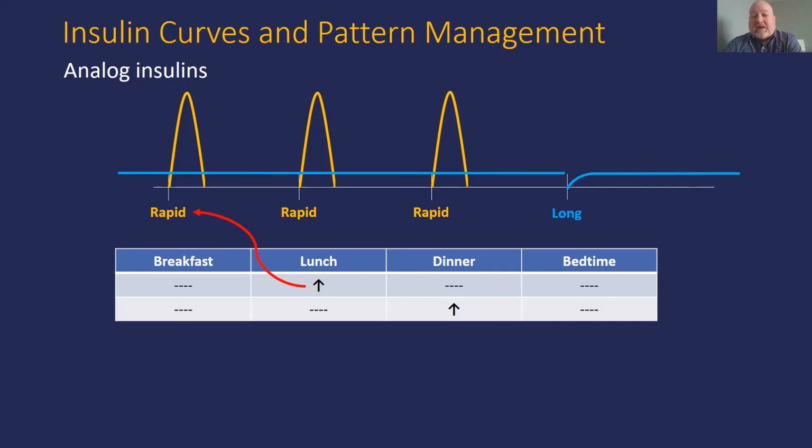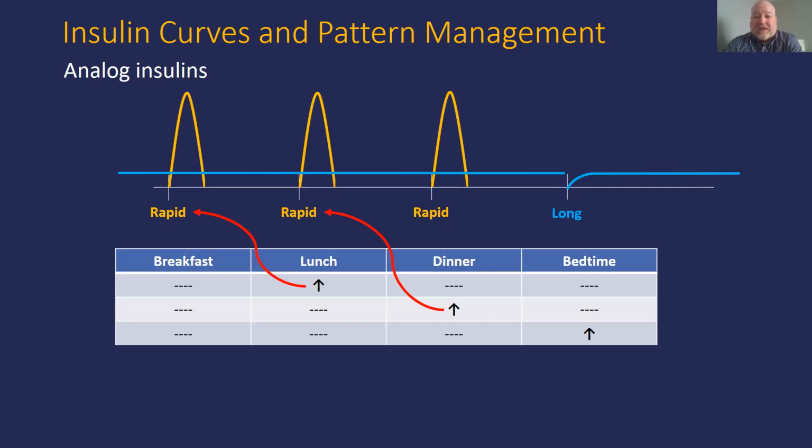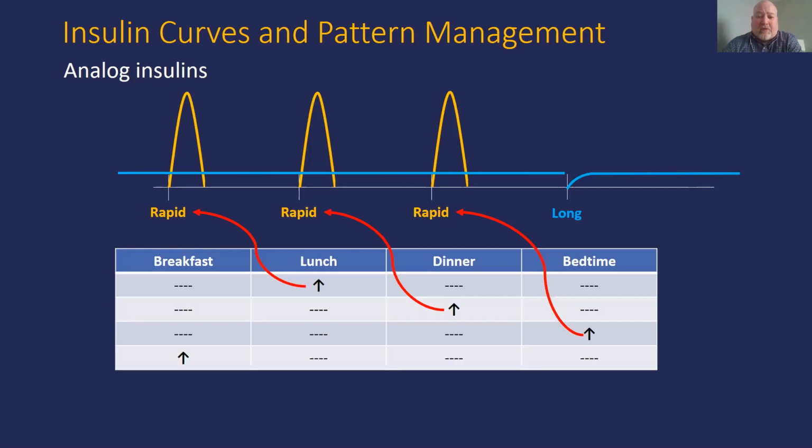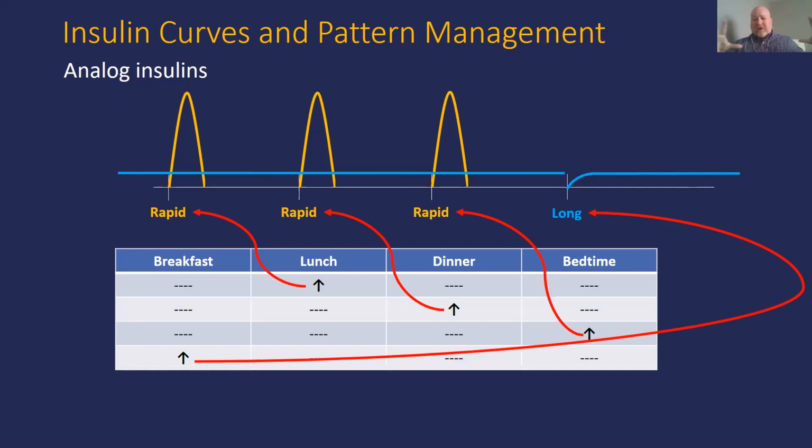If my dinner times are high, it's because lunch didn't get handled well enough. I need to go up on the lunchtime rapid. If bedtime is high, I need more coverage at dinner. I go up on the rapid at dinner time. And if my mornings are high, you're going to go up on the basal, because it's the only insulin that would directly hit the morning blood sugars. So here with the full regimen, you'd go up on the basal insulin until your morning sugars are controlled, because you've got those other peaks to take care of any post-meal excursions.